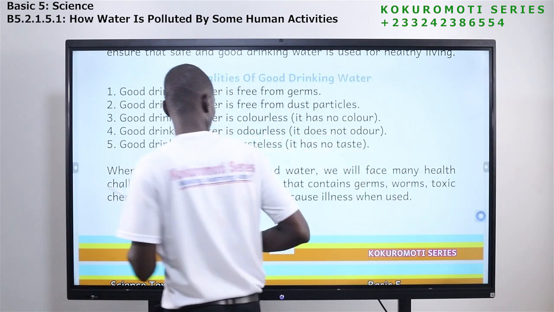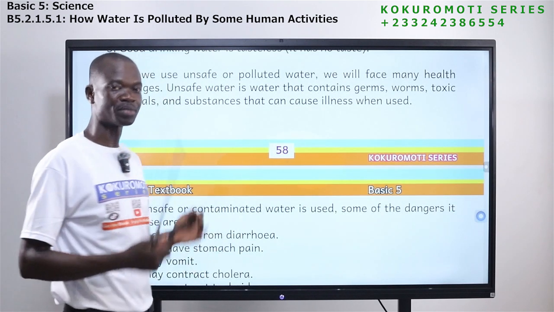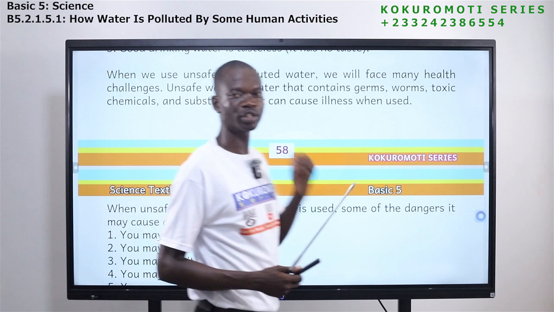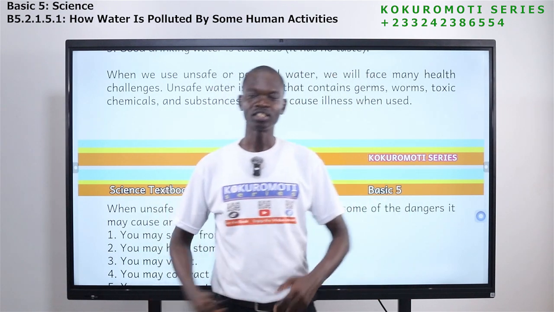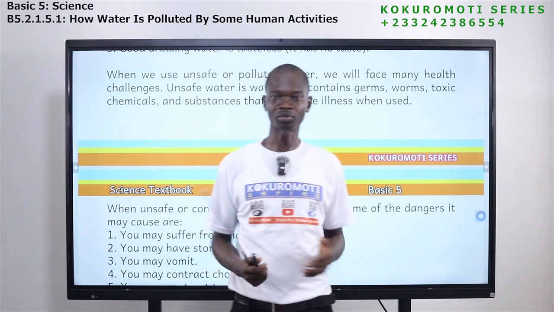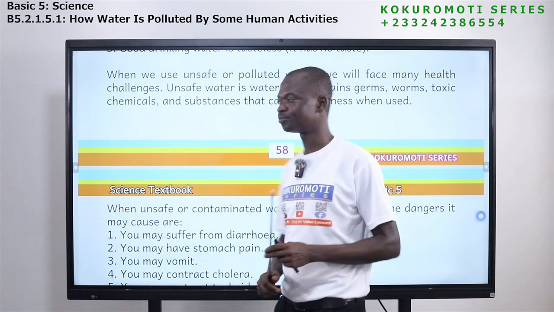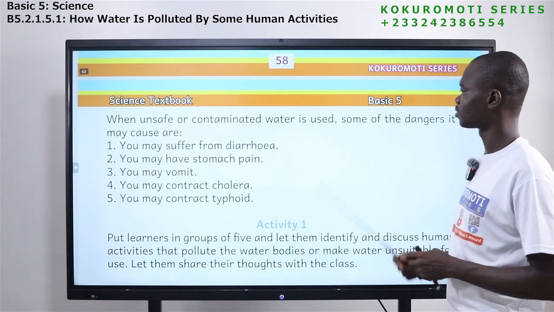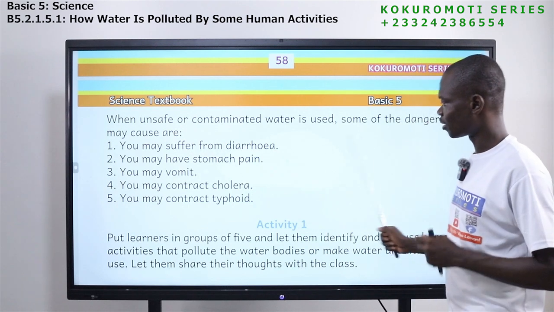Okay. So what will happen to us if we use contaminated, unsafe water? If you drink water that is polluted, if you drink water that is contaminated, if you drink water that is not potable, what is going to happen to you? What do you think will happen? Now, these are the things that will happen to us. You may suffer from diarrhea.